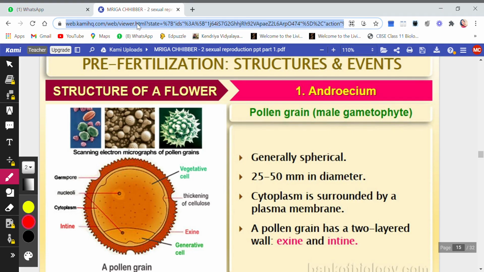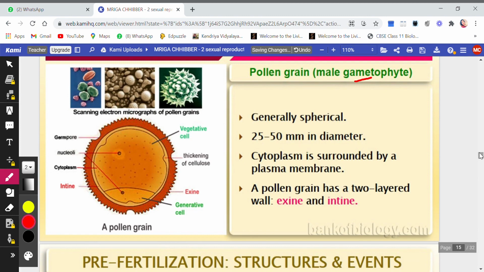Now the next topic that we will start today is the structure of pollen grain or male gametophyte. So we have finished with microsporogenesis. Now we are going to study about the structure of the pollen grain. So children, generally it is spherical. There are many colors and sizes of pollen grains, as you see here in the figure also.